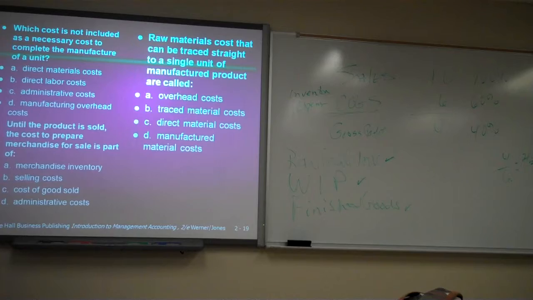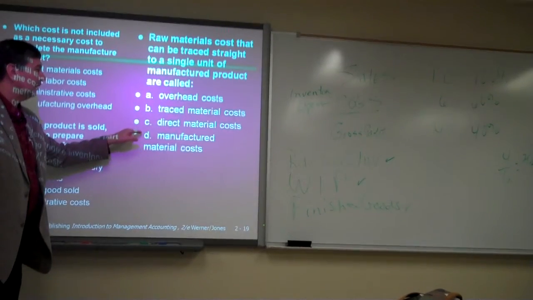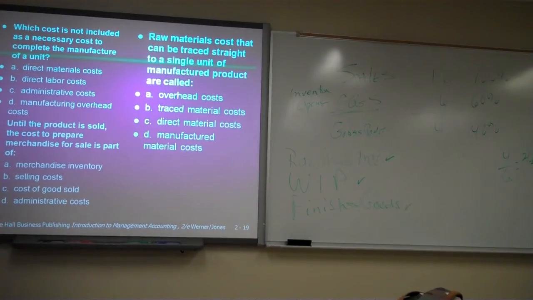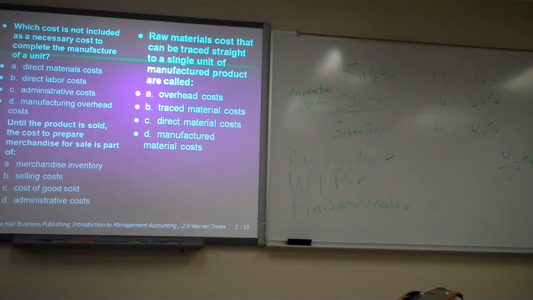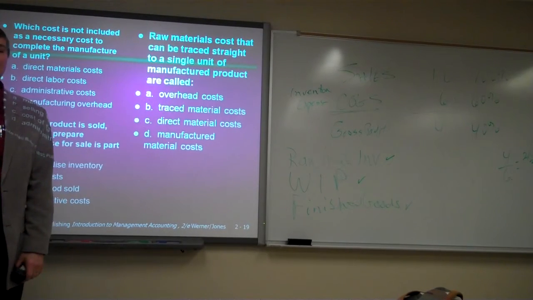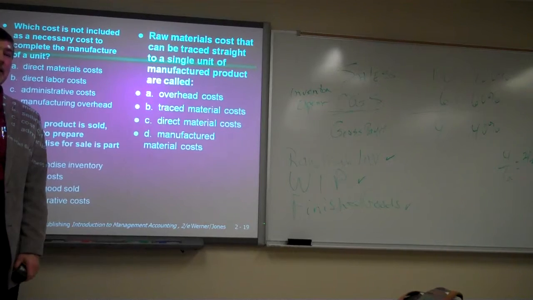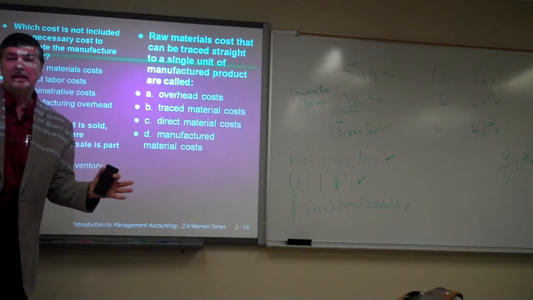Raw materials costs that can be traced straight to a single unit of manufactured product. See, raw materials, everybody got that? Direct material costs, that's direct materials. Raw materials that can be traced to a single unit. That really depends on how sophisticated your accounting system is and how sophisticated your equipment is.